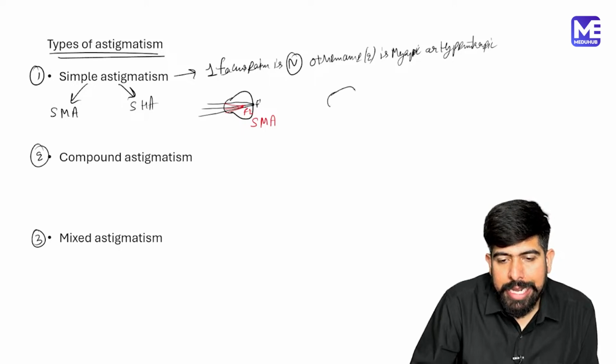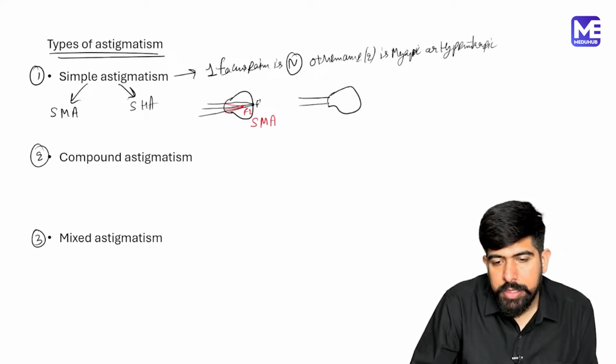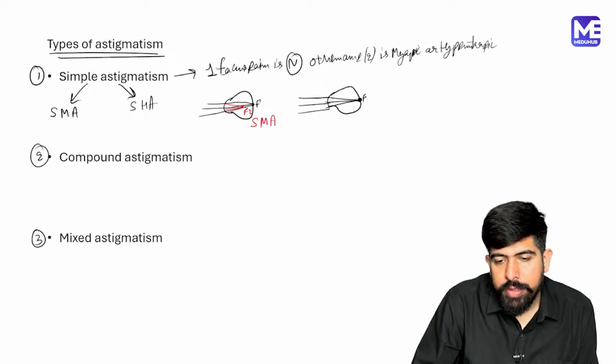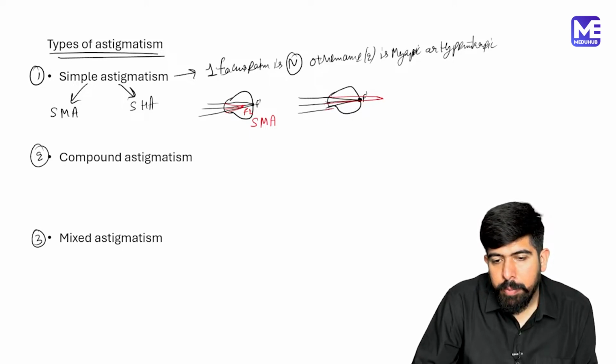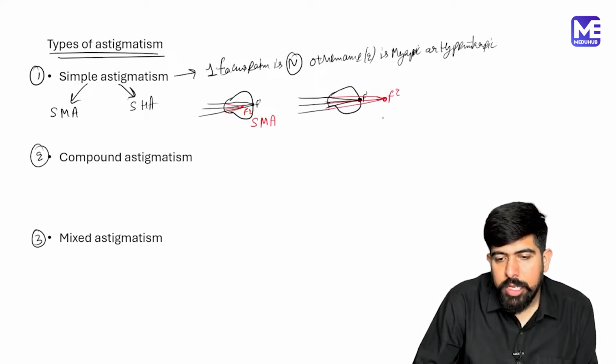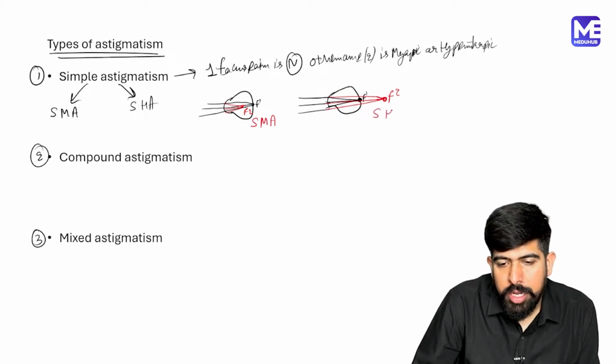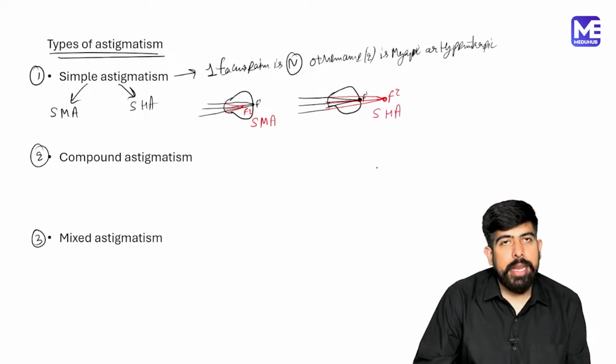If it is seen like that, there is one focus point on the retina, this F1, and the second focus point is behind the retina. The second focus point is behind the retina. So this is your F2. So this is what? Simple hypermetropic astigmatism.